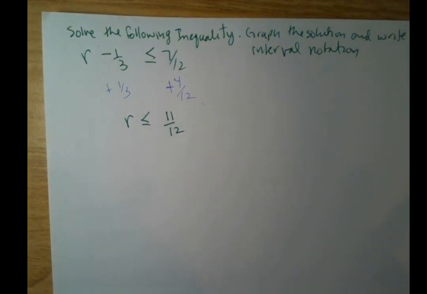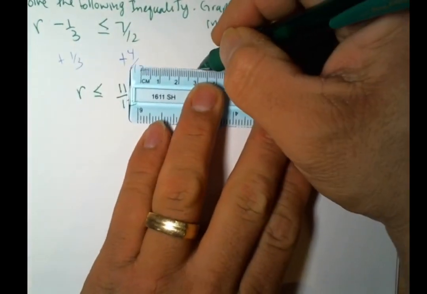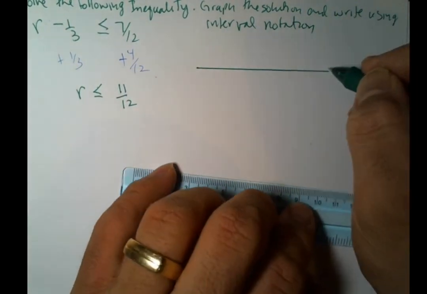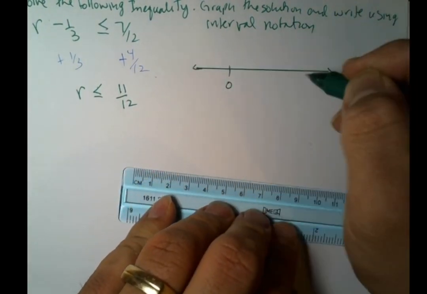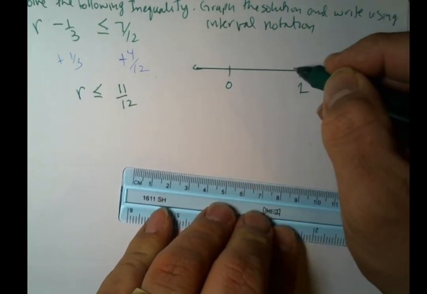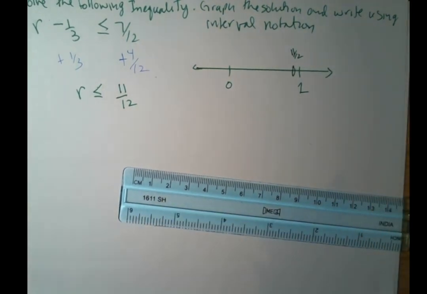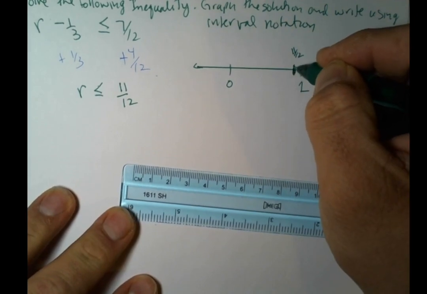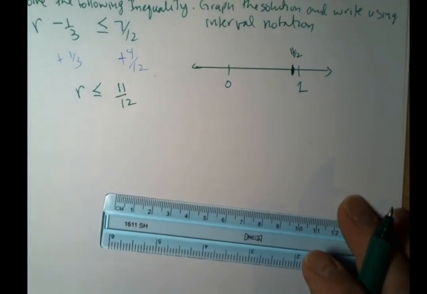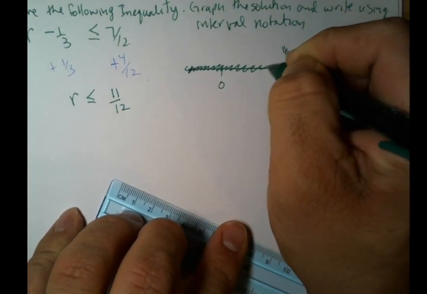Now let me represent the solution how they asked us to. Let's do the graph first. Let's say zero is here, and let's call this 1. 11/12 is a little bit less than 1, so I'm going to call this 11/12, just estimating where it is. It's less than or equal to, so we fill in 11/12. And we're looking for values less than as well, so I fill this in.